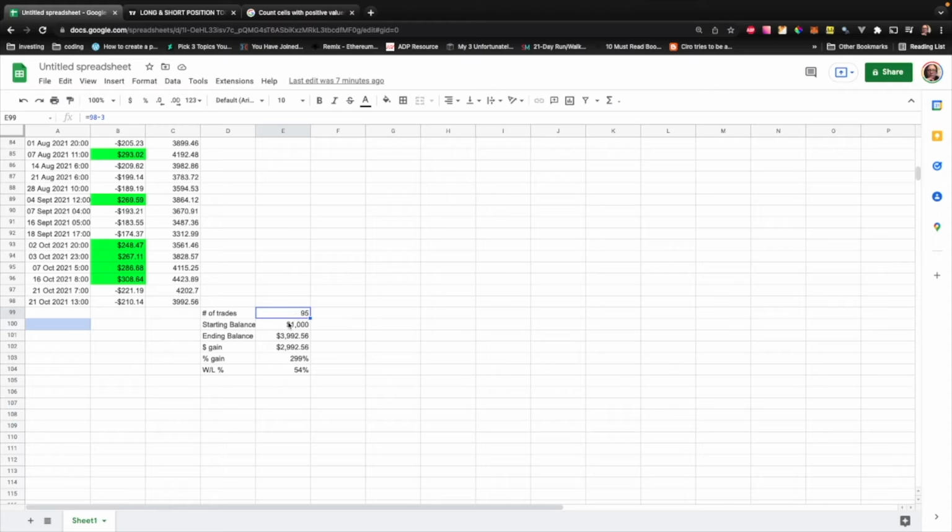The starting balance, of course, was 1,000. The ending balance was $3,992, or a 299% gain on our account. Our win-loss ratio was 54%.